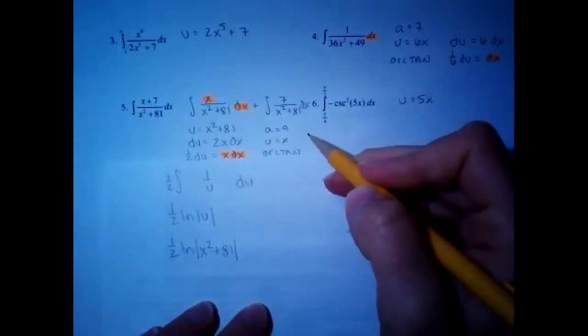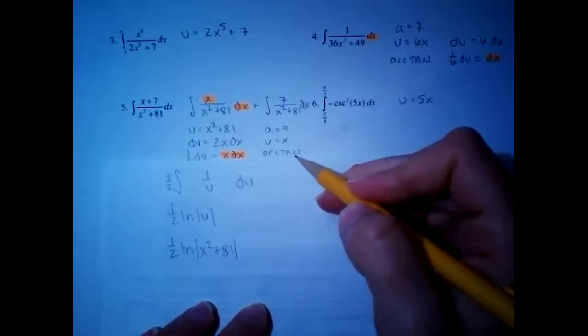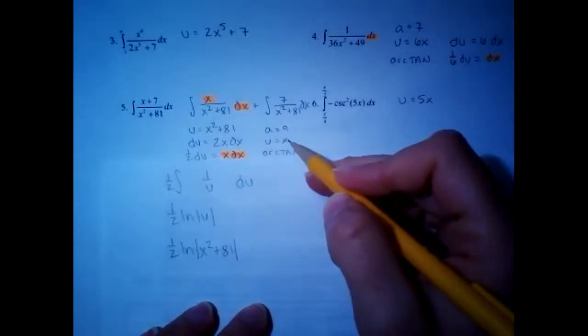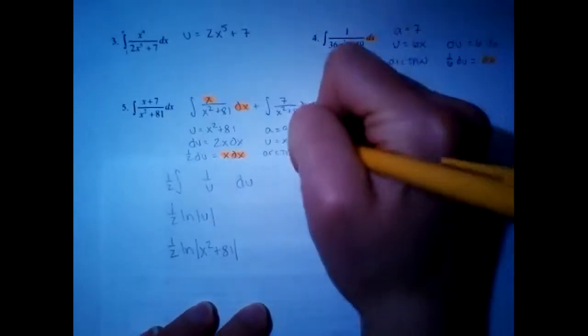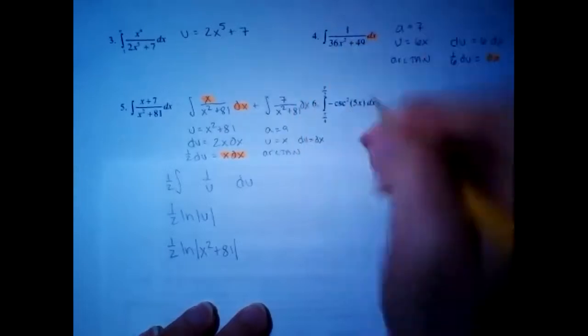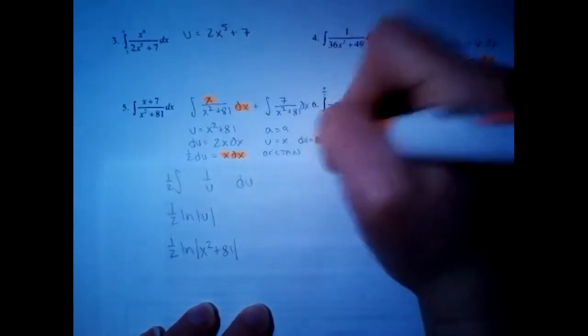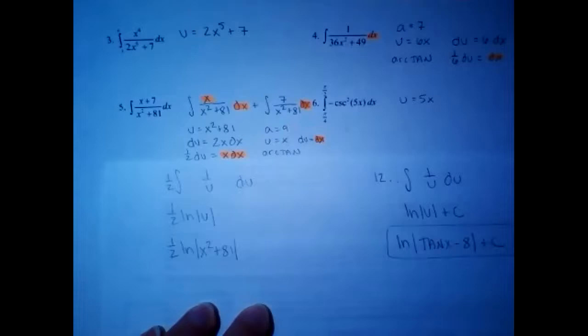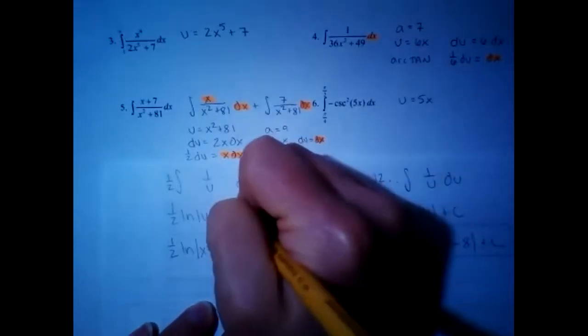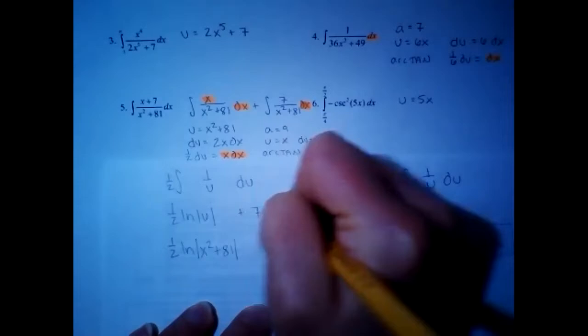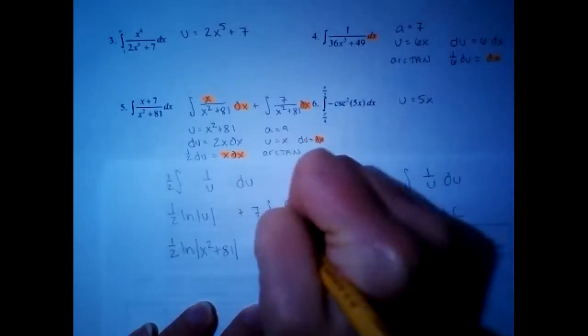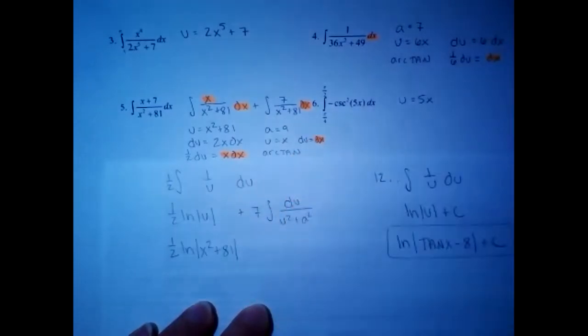Now we're going to do this one, which is going to end up being arctangent. U is just x because it's just x squared. So what's nice about that is du is just dx, and there's no adjustment that's needed. So this is going to be plus 7 integral du over u squared plus a squared, which is the arctangent pattern.